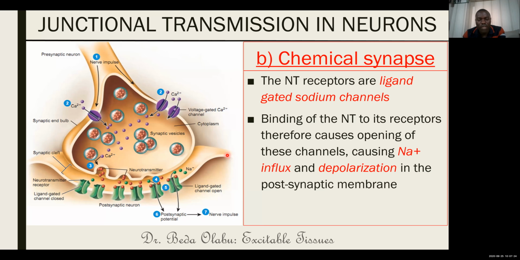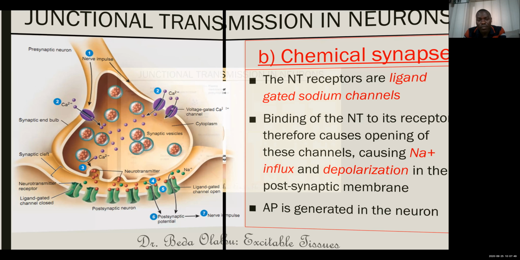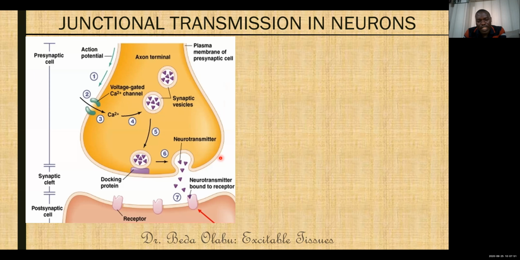Now, that was the main aim. We wanted a way in which an action potential here can move to the other one, and now we finally have an action potential in the postsynaptic neuron. That is how signals are transmitted in neurons. We've gone through electrical synapse. We've also gone through a chemical synapse.